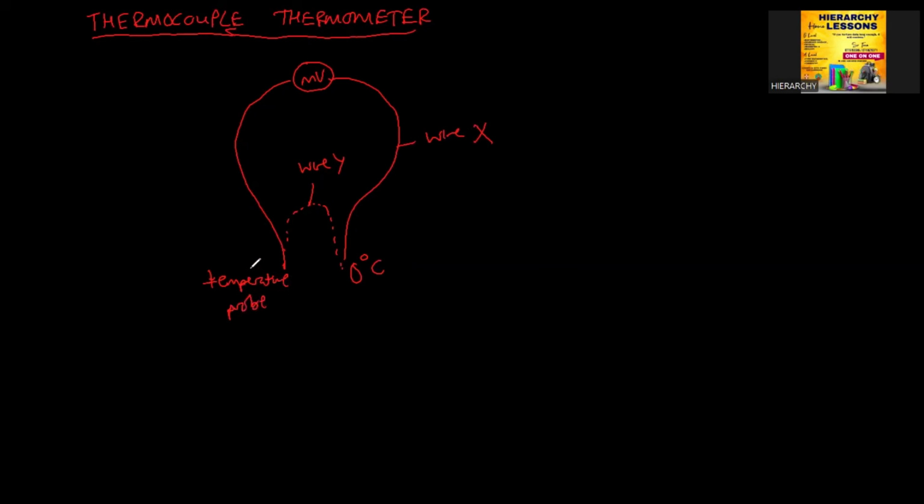So the thermocouple is made by twisting two dissimilar metals to make two junctions. The reference point, which is 0 degrees Celsius, we have marked here, and the temperature probe. These are the junctions: the junction here and the junction there.